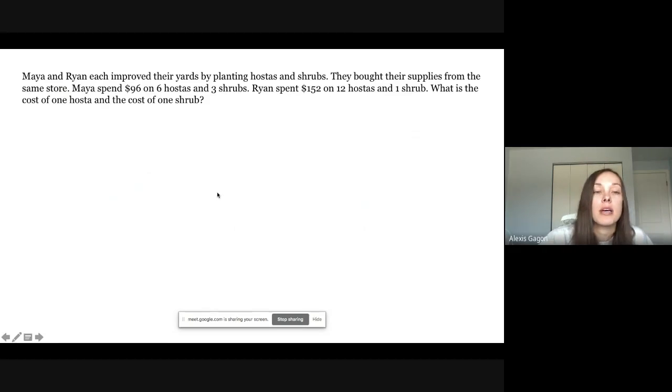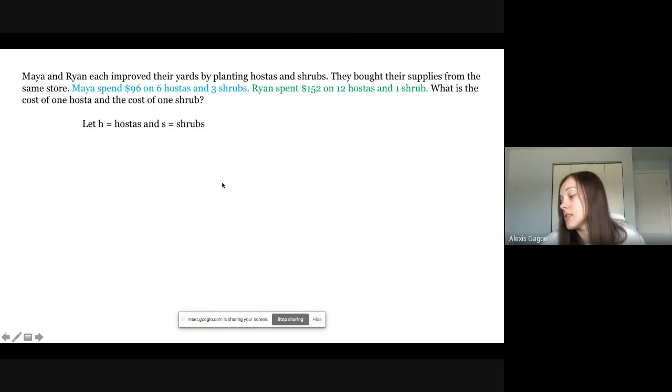So every time, if you're doing this and you have a highlighter or something, I would highlight it. So we know Maya spent this much on 6 hostas and 3 shrubs, and then Ryan spent that much. So we're going to let H equal hostas and S equal shrubs.